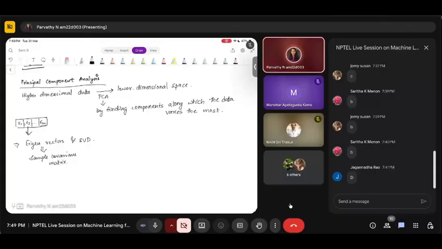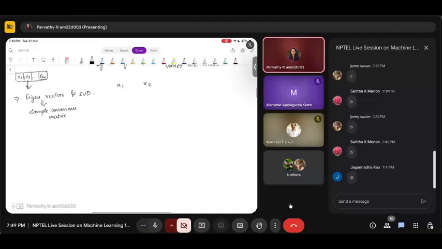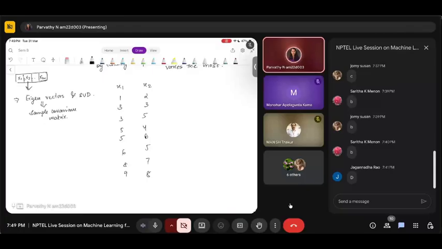So how do I get this sample covariance matrix? For example, if I have two features, x1 and x2, and the values are 1, 3, 3, 5, 5, 6, 8, 9 for x1 and 2, 3, 5, 4, 6, 5, 7 for x2. Now, we know how to calculate covariance.